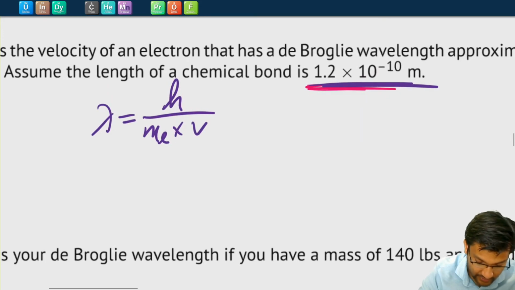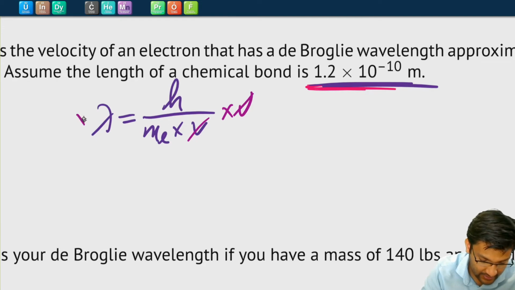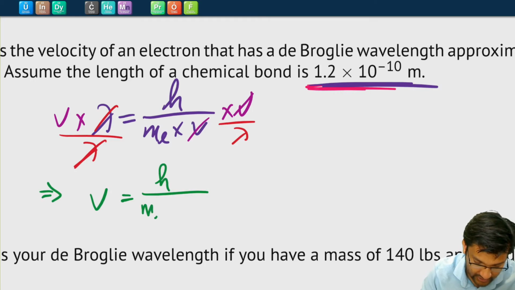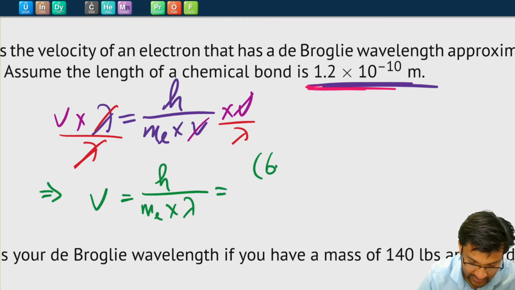So let's rewrite this equation to solve for the velocity by multiplying by the velocity on both sides, right? And then dividing by lambda on both sides. And so what that means is that the velocity is equal to h divided by the mass of the electron times the wavelength lambda. So let's plug these in.